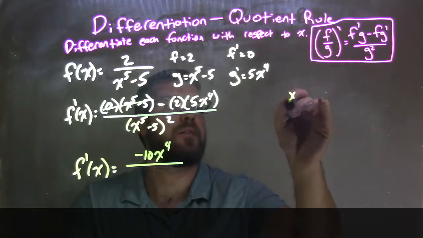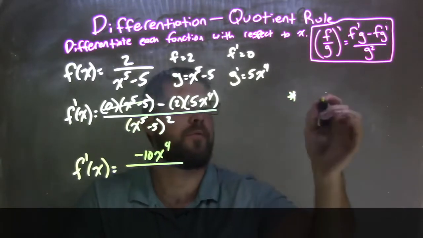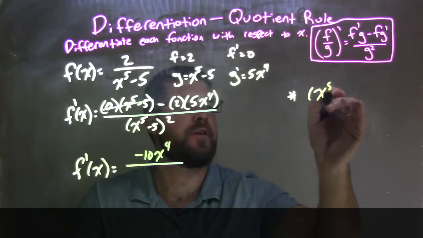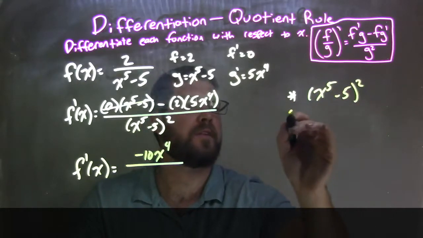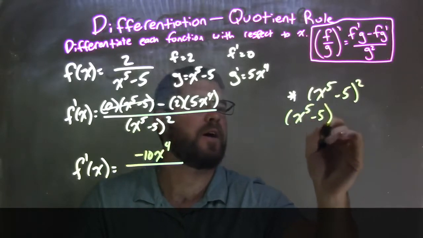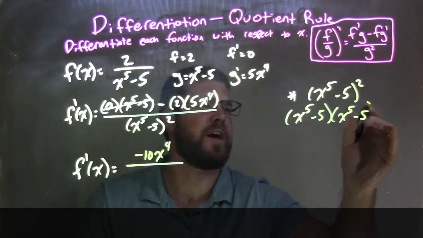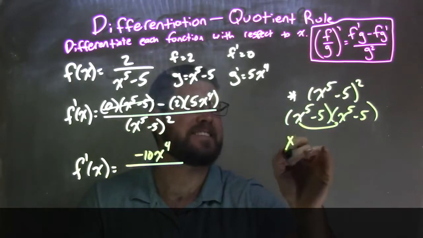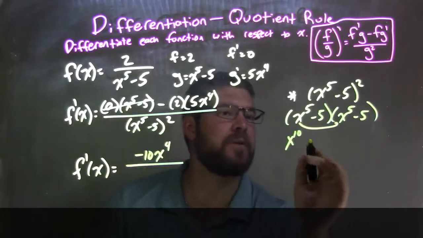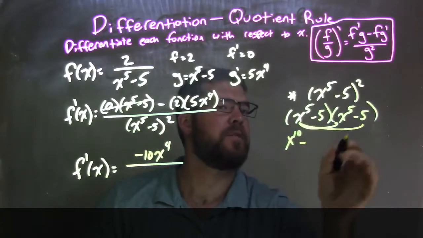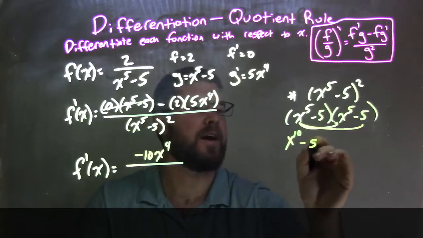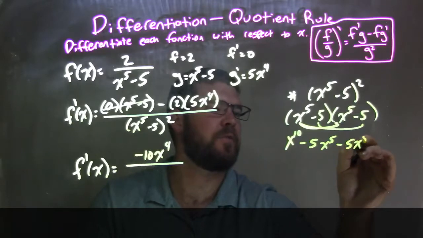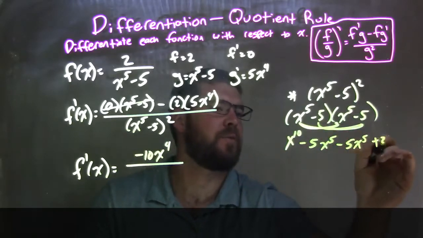Now the denominator, a lot of times I'll make a little note on the side to multiply that out, distribute that. Okay, so we have x to the 5th minus 5 all squared. That's x to the 5th minus 5 times x to the 5th minus 5. A lot of 5s here, too many 5s. Multiply: x to the 5th times x to the 5th is x to the 10th, we add the exponents. Minus x to the 5th times negative 5 is a negative 5x to the 5th. Negative 5 times x to the 5th again is a negative 5x to the 5th. And then negative 5 times negative 5 is a positive 25.